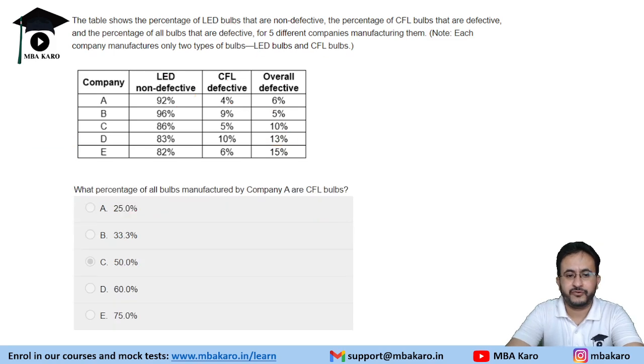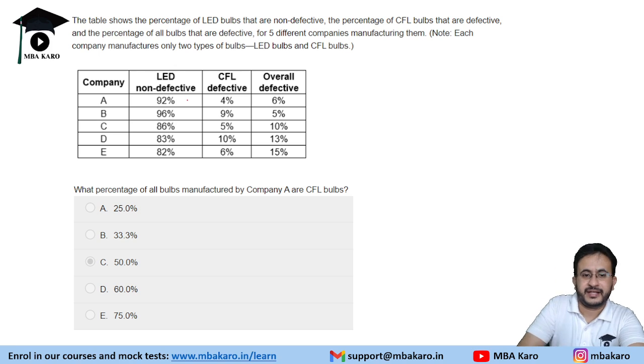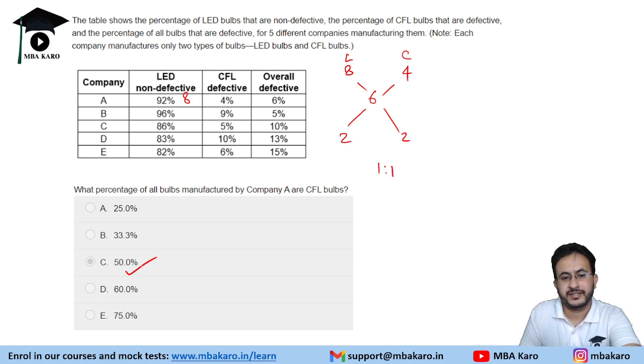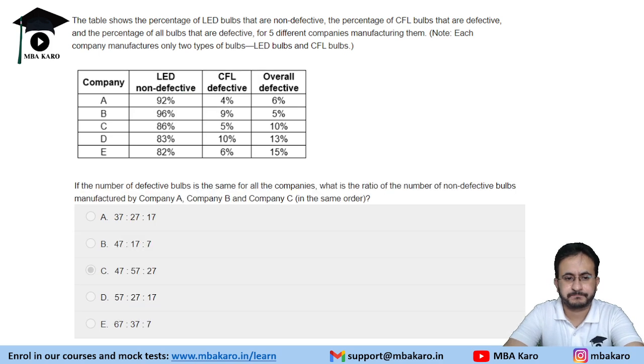What percentage of all bulbs manufactured by company A are CFL bulbs? Now I give you that example, right? 8%, this is LED. CFL is 4%. Overall is 6%. So it is 2 and 2, which is 1:1. Hence 50% are CFL bulbs. Okay, so total is 1:1. So 50% CFL and 50% LED bulbs. So two questions were simple.